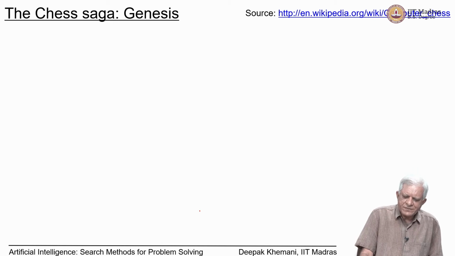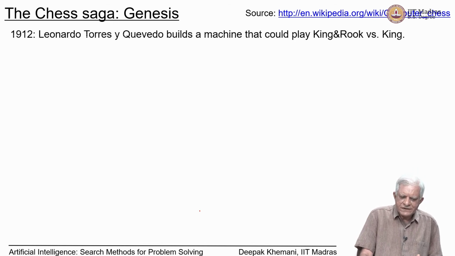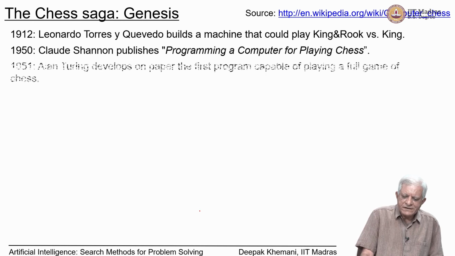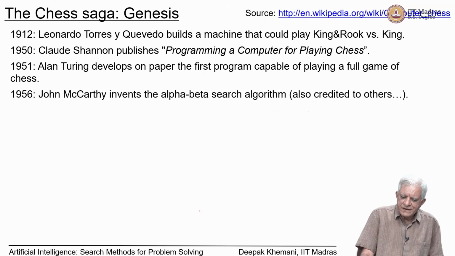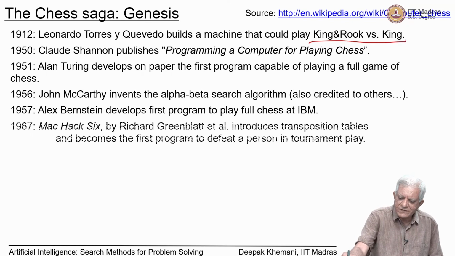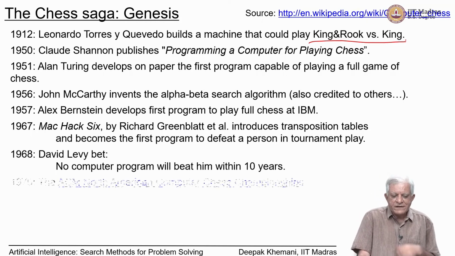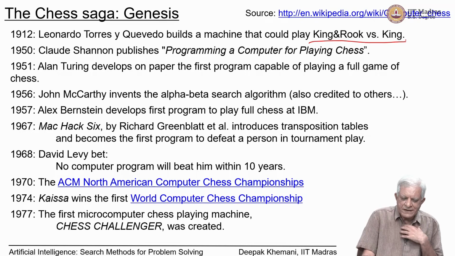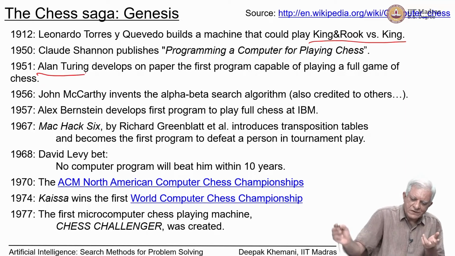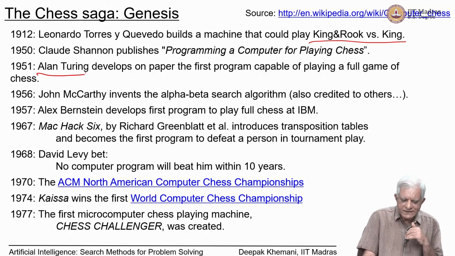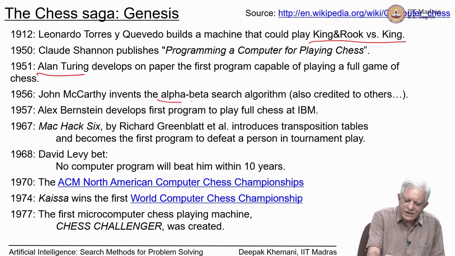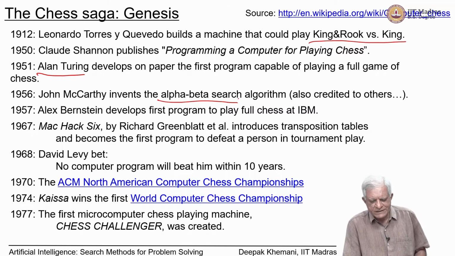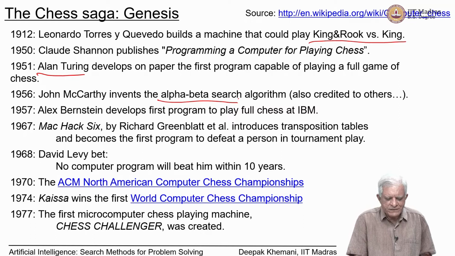So, let us look at chess programming essentially. It started off, as you can see, in 1912 when Torres built a machine that could play a certain kind of ending, which is king and rook versus the king essentially. Claude Shannon, who we know for information theory, wrote a paper on programming a computer for playing chess. Alan Turing was also involved in the first program for playing a full game of chess. John McCarthy, who was the organizer of the Dartmouth conference, is credited to have invented the alpha beta algorithm, which we will study a little bit later, but other people have also been credited for that essentially.